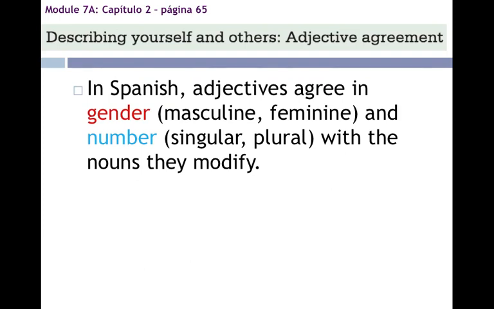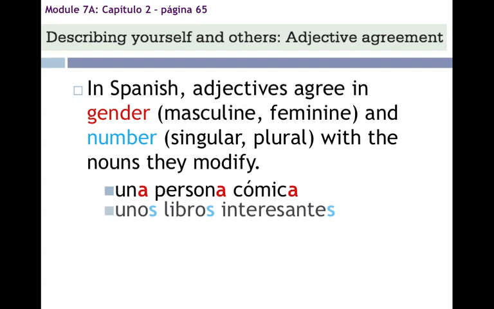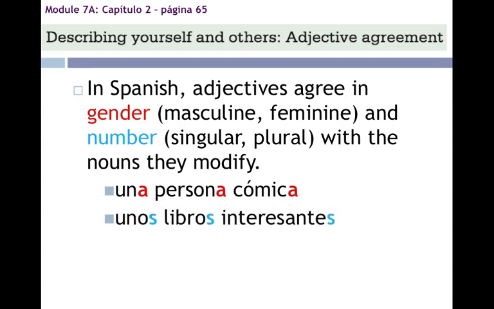In Spanish, adjectives agree in gender, masculine or feminine, and in number, singular or plural, with the nouns they modify. Por ejemplo, una persona cómica. We have the indefinite article una, a, that goes with persona, feminine singular, and then the adjective cómica, again, feminine singular. Take a look at the next ejemplo, unos libros interesantes.